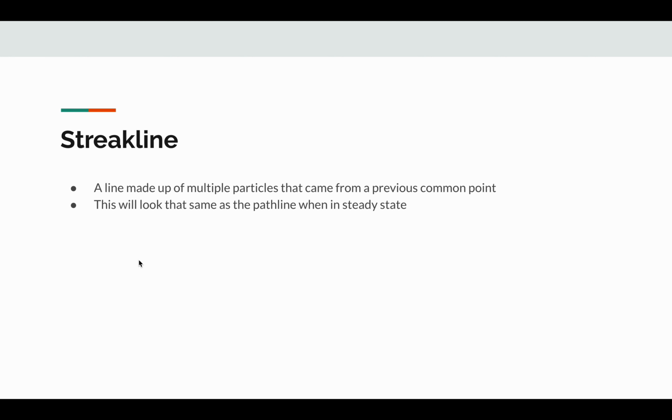Finally, we have streaklines. The streakline is a line made up of multiple particles that came from a previous common point. Now this will look exactly the same as the pathline when in steady state.